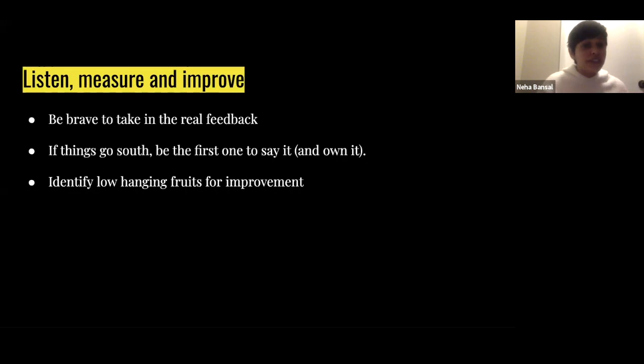And speaking of fixing things, that's the last point, which is identifying the low hanging fruits for improvement. So invest your time in thinking, what is it that I can quickly change to help address the problem of why the feature is not improving.